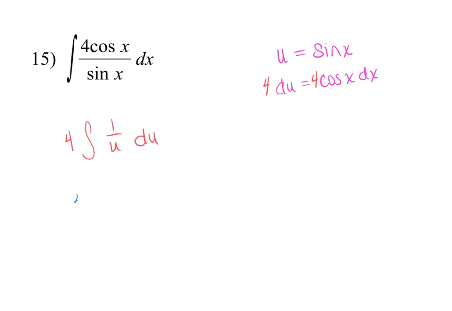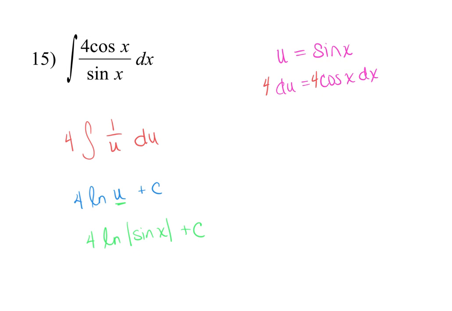Well, that's just going to be 4 natural log of u plus c. And my u is sine. So 4 natural log of the sine plus c. Very, very simple to do that. Which is actually where we get our derivative of cotangent.